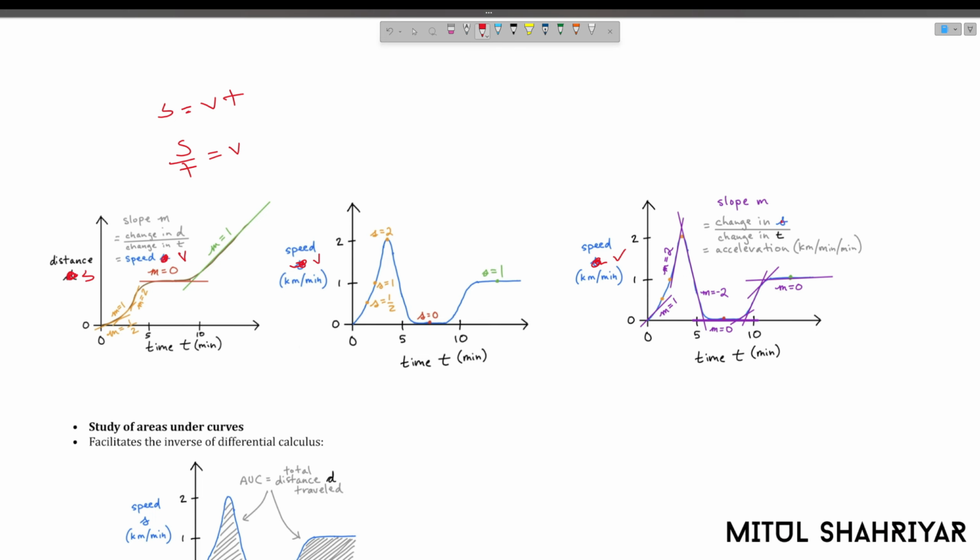Okay, let me just give it v instead of s. Great, no problem with that. So you can see slope m equal change in d, change in t. That means no issues, same thing. So you can call it del s by del t. You can call this as well, no problem with that.